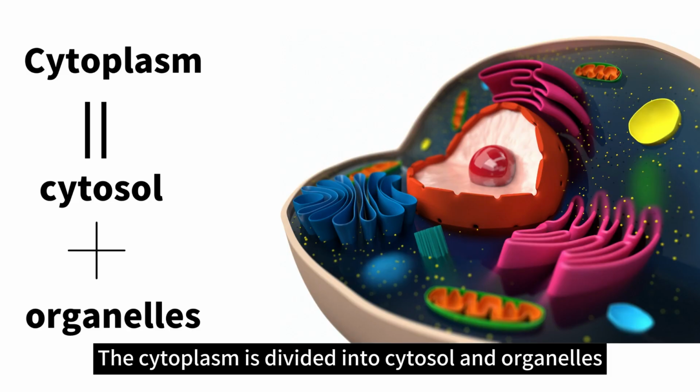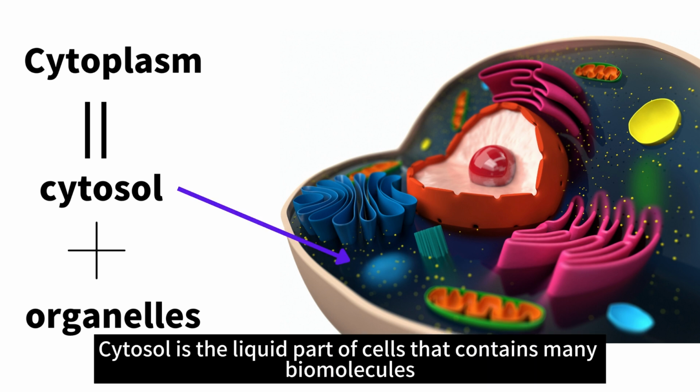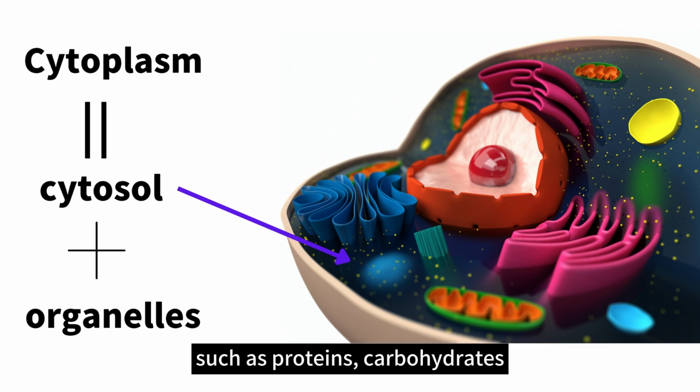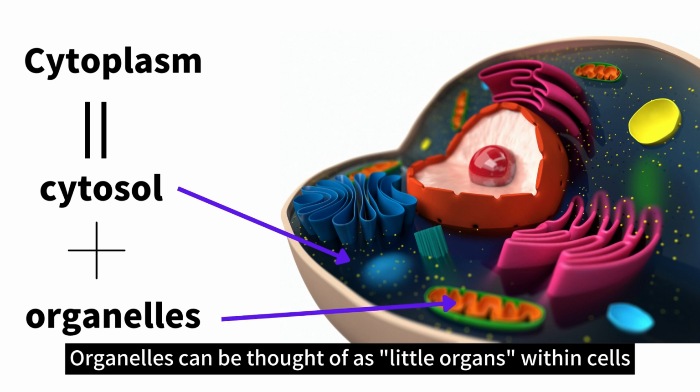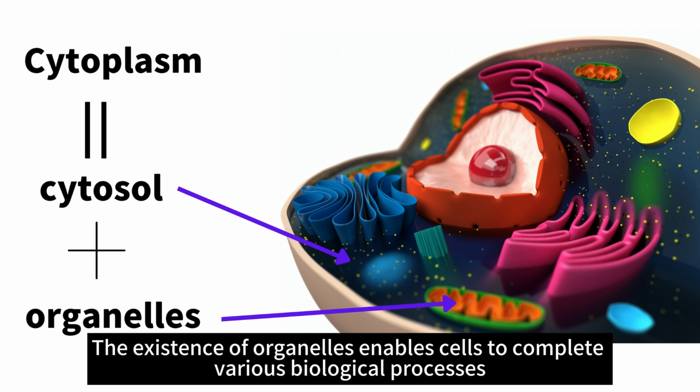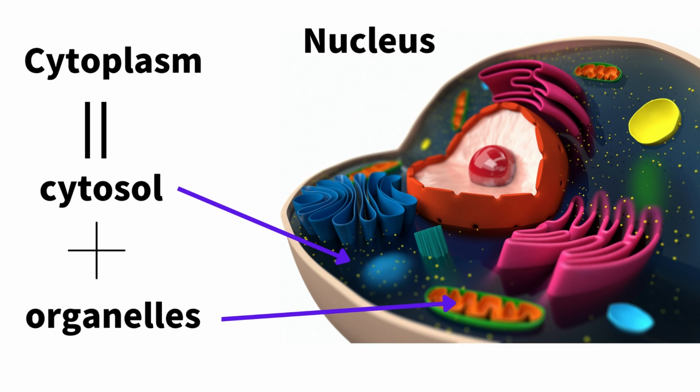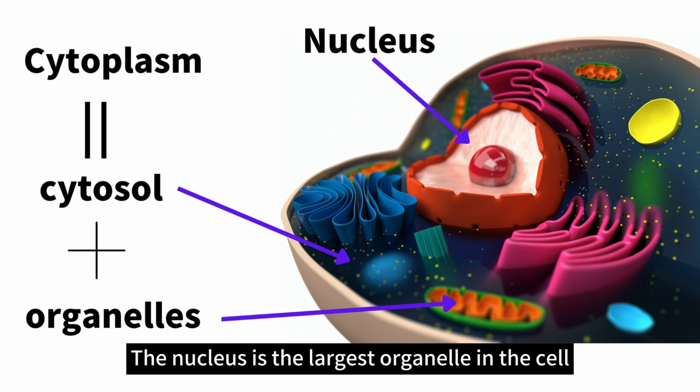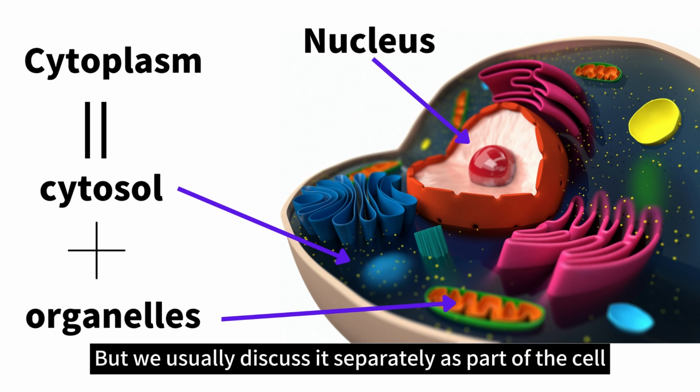Cytoplasm. The cytoplasm is divided into cytosol and organelles. Cytosol is the liquid part of cells that contains many biomolecules, such as proteins, carbohydrates, nucleic acids, and lipids. Organelles can be thought of as little organs within cells. The existence of organelles enables cells to complete various biological processes. The nucleus is the largest organelle in the cell, but we usually discuss it separately as part of the cell.